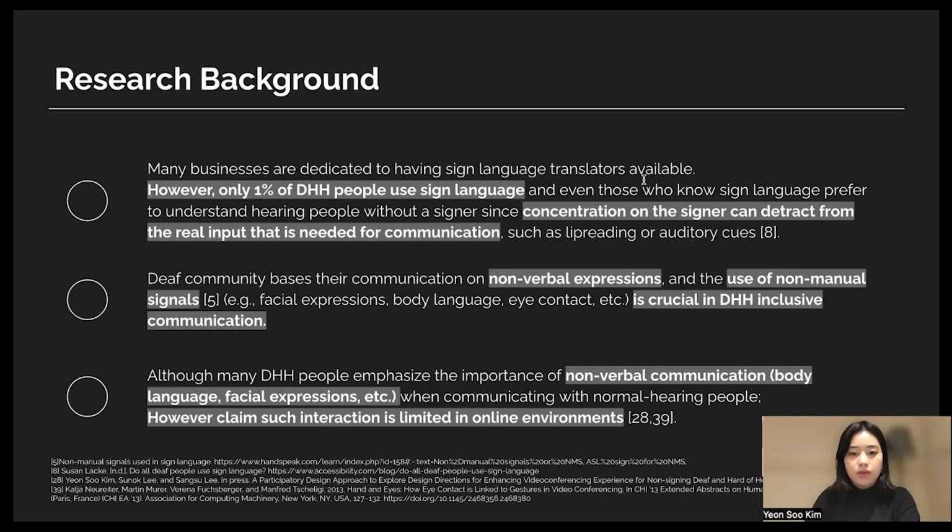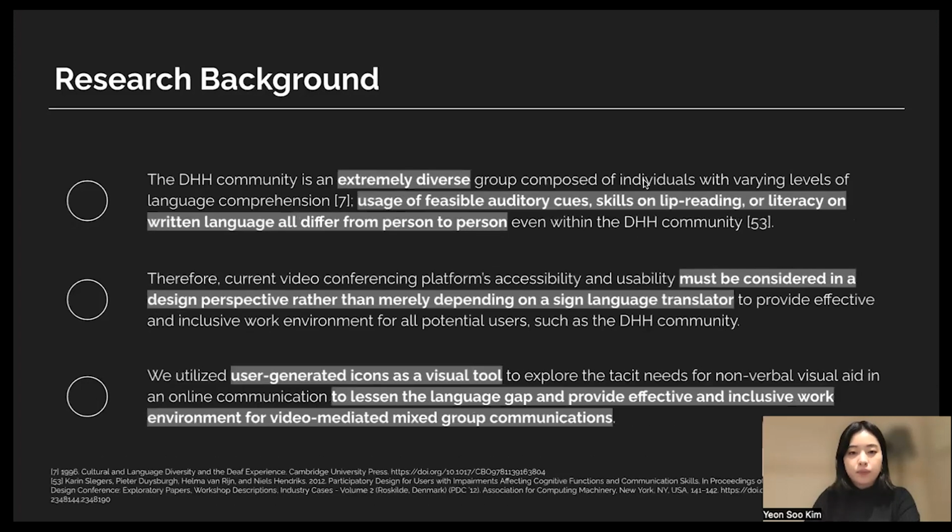Most importantly, crucial aspects of DHH inclusive communication, such as nonverbal expressions and manual signals, become lost in an online environment. To accommodate these individuals, a consideration in a design perspective is crucial, rather than merely depending on a sign language translator. We utilize user-generated icons as a visual tool to explore the tacit needs for nonverbal visual aid in online communication to lessen the language gap and provide an effective and inclusive work environment.